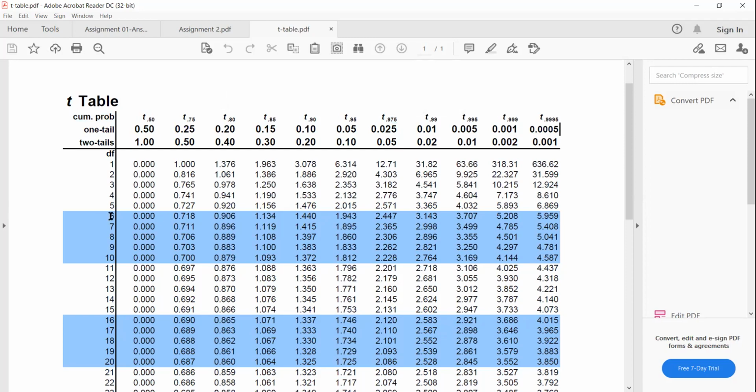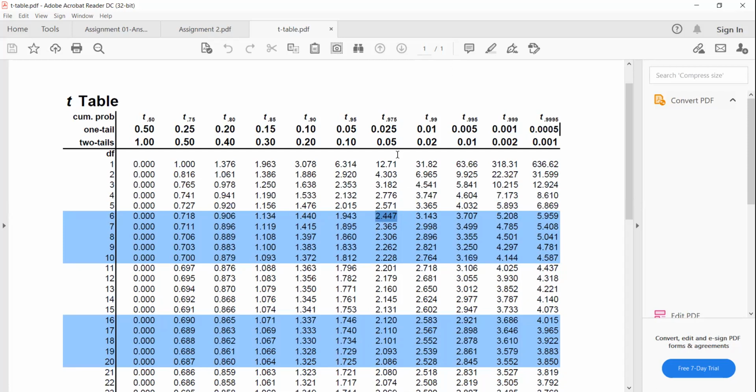So you have to read that value. In that case, you can see that is 2.447. You can read only the positive values in the t table, because the t distribution is a symmetric distribution. If you find one value, the value on the other side is exactly the same, the only difference being the sign. So this is the positive value. The value on your left hand side, you can take as the same value with the negative mark.